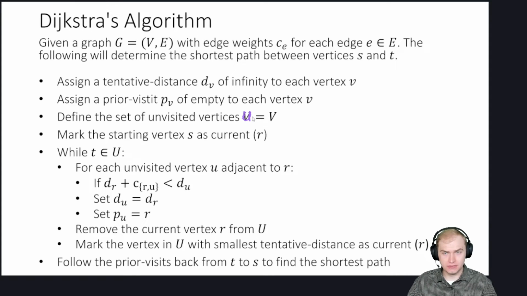We're going to define a set of vertices that we haven't visited yet. We're going to call it U, and at the beginning, we're just going to set it to the full set of vertices, because we haven't visited any of them yet. And then we're going to mark S as current, and we're going to call that R in our iteration. Then we have a while loop, which just says at the end of every iteration, we check: is our terminal still in U? Is it still unvisited? If that's true, we do another iteration. If it's not, then we stop. We're done.